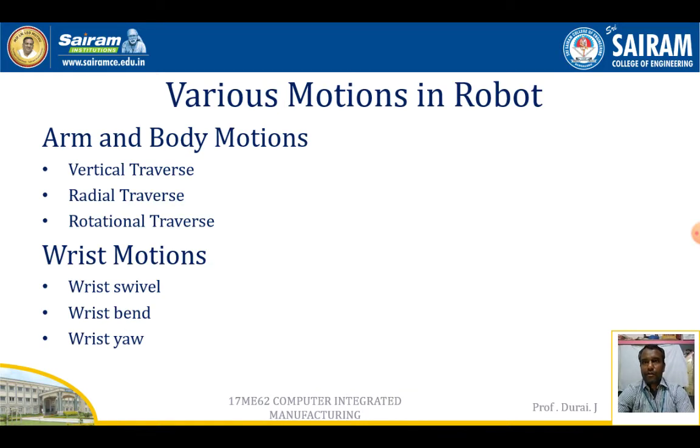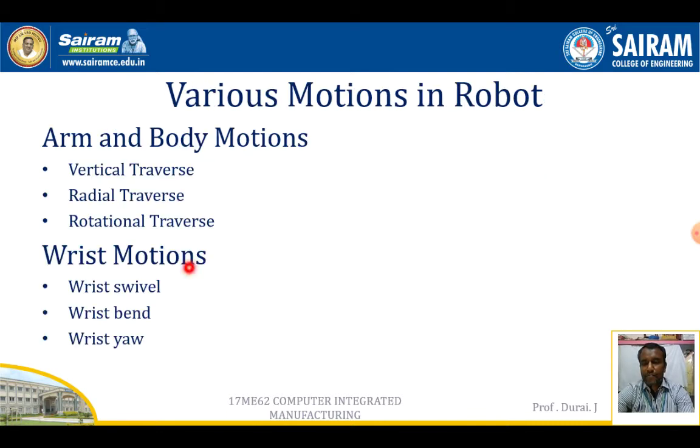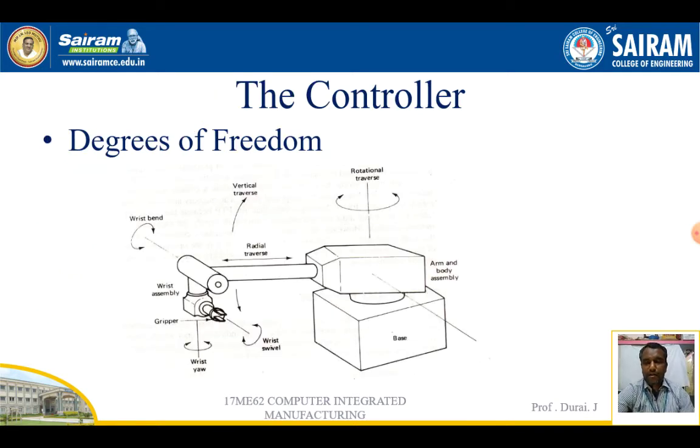So the various motions in the robot, or degrees of freedom, we are going to discuss here. According to the arm and body motion, it may be vertical traverse, radial traverse, rotational traverse. According to the wrist motions, it is wrist swivel, wrist bend, wrist yaw. So these things we are going to discuss now.